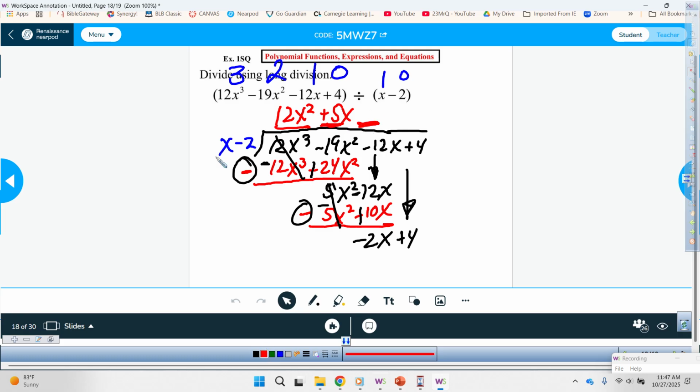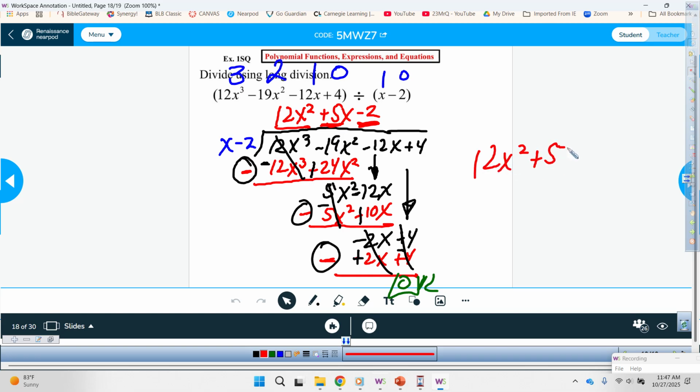Question, what number times x gives me negative 2x? Negative 2, so that is negative 2x. Negative 2 times negative 2 is positive 4. We're going to subtract. So, circle that, distribute here, changes to a positive, distribute here, changes to a negative. Cancels, cancels, and that leaves us with 0 remainder. What is our answer? Our answer is 12x squared plus 5x minus 2.